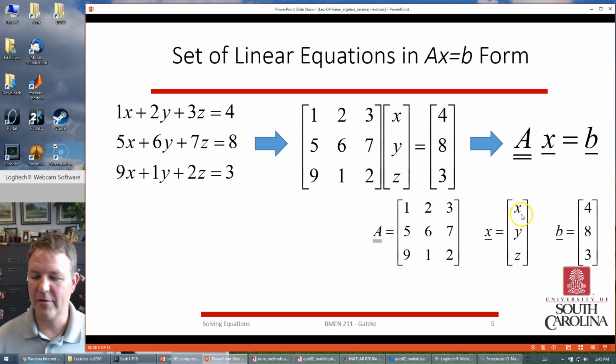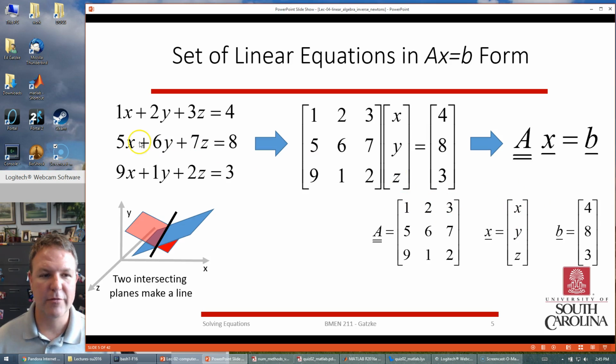So it makes sense that, although you can't visualize it very well, you could have lots and lots of unknowns and lots of equations. Once we have these values, what do these represent? These 3 equations, if you take 2 of them, each equation represents a plane in 3-dimensional space. You can solve for z and figure out what the value of z is as a function of x and y for each of these 3 equations.